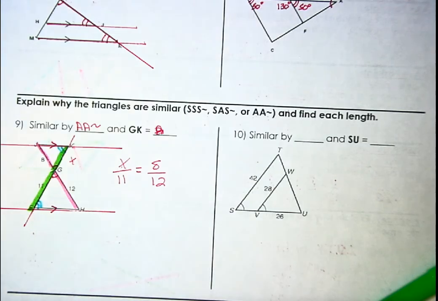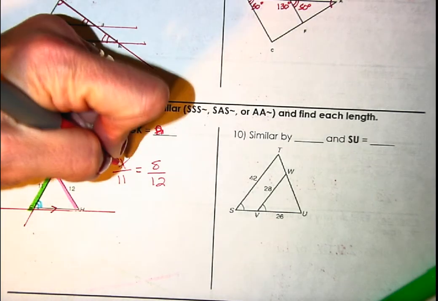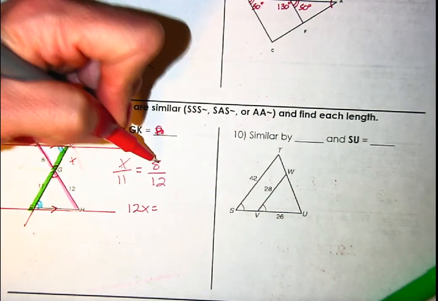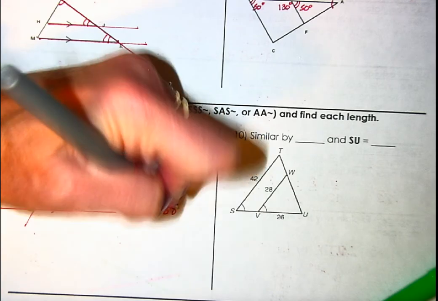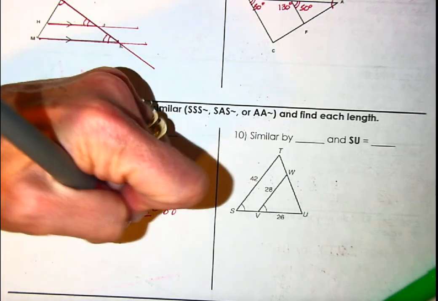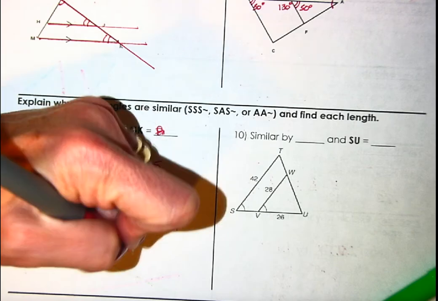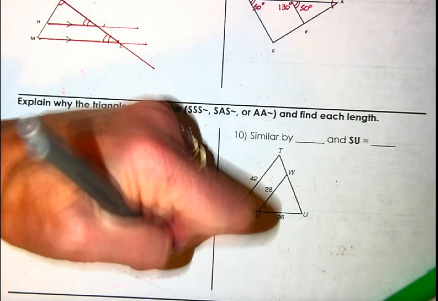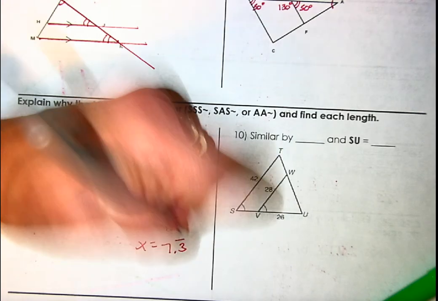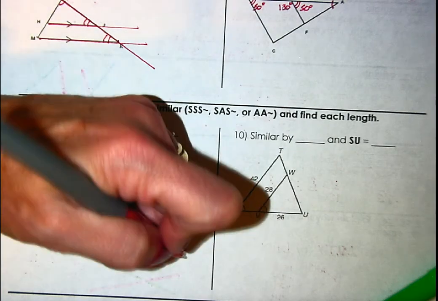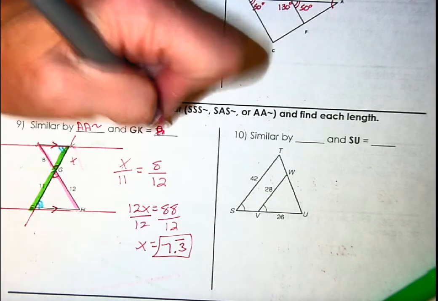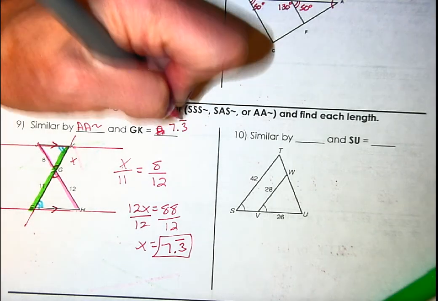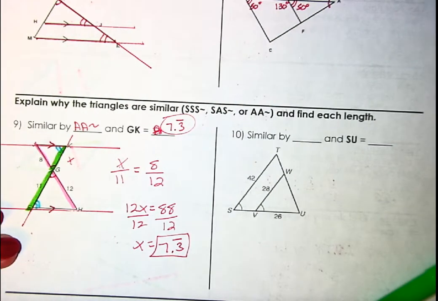And then we're going to cross multiply and solve for X. So X times 12 is 12X, and 11 times 8 is 88. And I'm going to divide by 12. If I put that in my calculator, I'm going to get that 7.3 is what X equals. So 7.3 goes up here. That's repeating. Okay? All right, so let's try a few more.